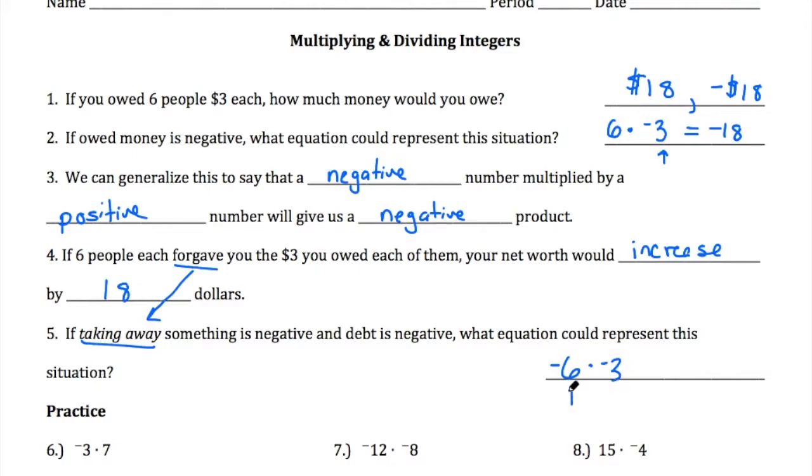So 6 things were taken away, and each takeaway took away $3. So this is negative because we're taking it away. And this is negative because it is a debt, money that's owed. So negative 6 times negative 3, well, was that good or bad? It was good. So that gives us a positive 18.